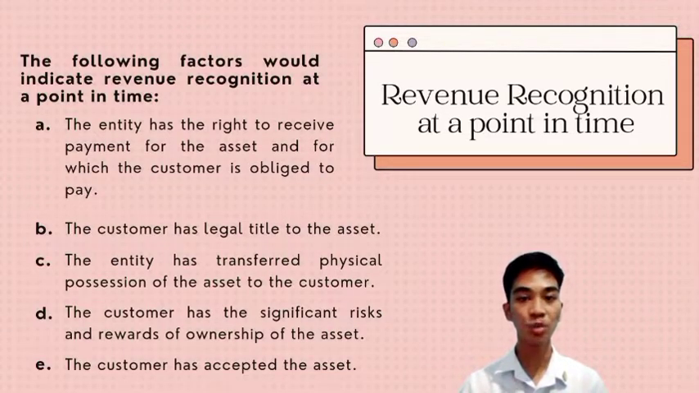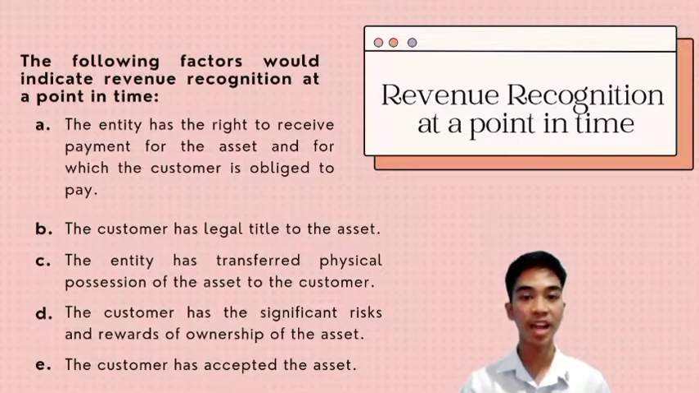Letter B, the customer has the legal title to the asset. Legal title may indicate which party to a contract has the ability to direct the use of and obtain substantially all of the remaining benefits from an asset, or the restricted access of other entities to those benefits. Therefore, the transfer of the legal title of an asset may indicate that the customer has obtained the control of the asset. However, if an entity retains the legal title solely as protection against the customer's failure to pay, those rights of the entity would not preclude the customer from obtaining control of an asset.